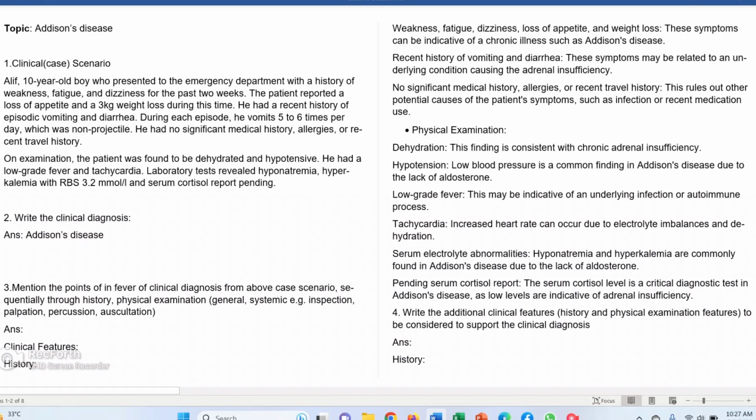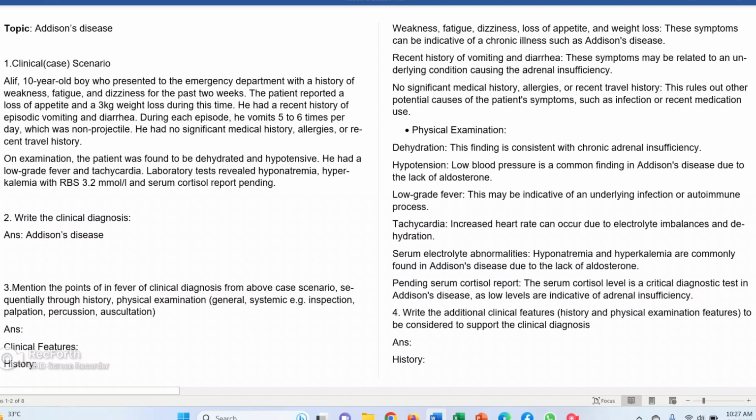Physical examination. Dehydration. This finding is consistent with chronic adrenal insufficiency. Hypotension. Low blood pressure is a common finding in Addison disease due to lack of aldosterone. Low grade fever. This may be indicative of an underlying infection or autoimmune process. Tachycardia. Increased heart rate can occur due to electrolyte imbalance and dehydration.